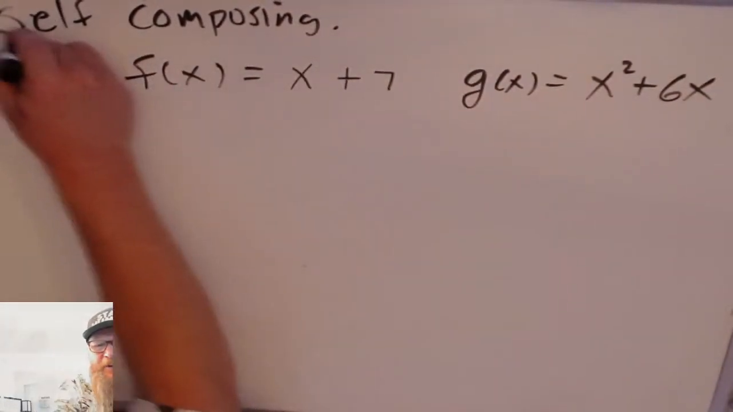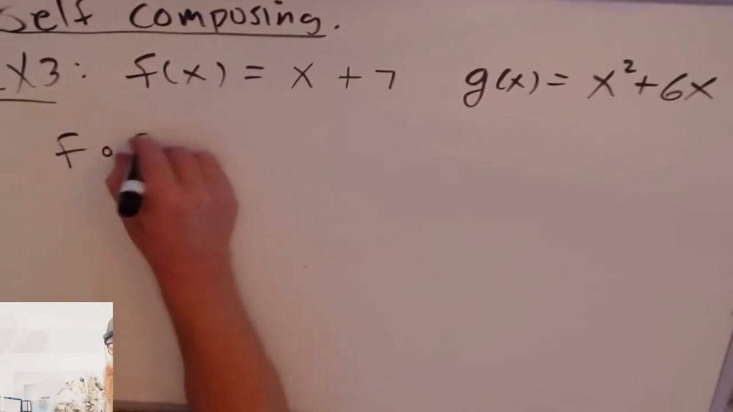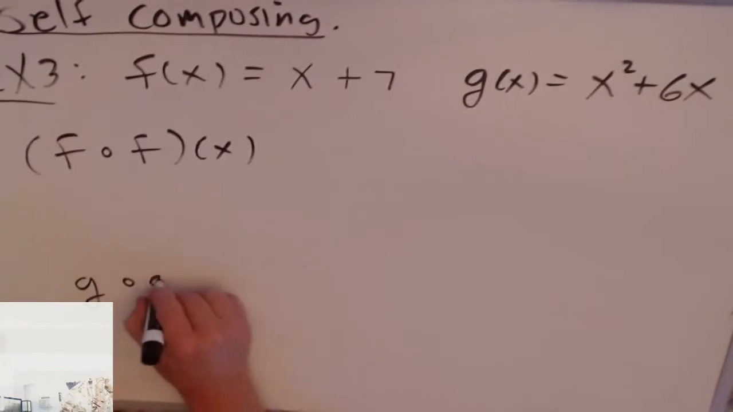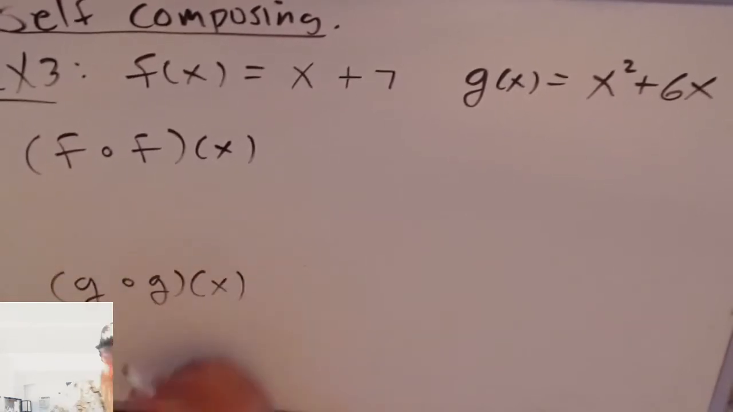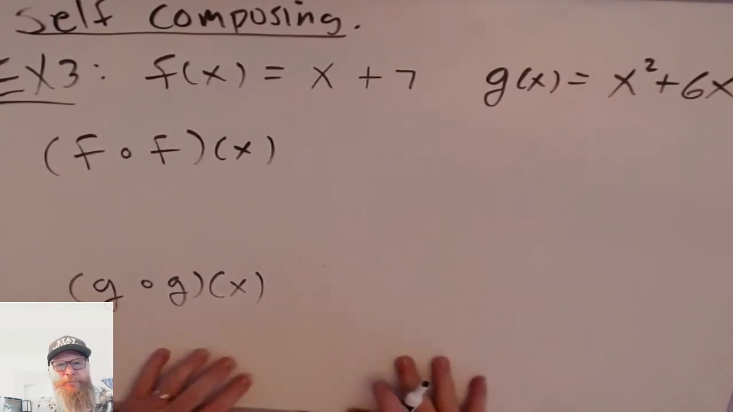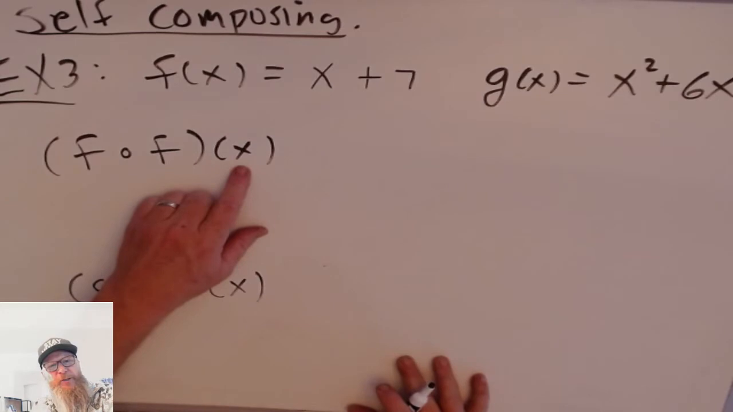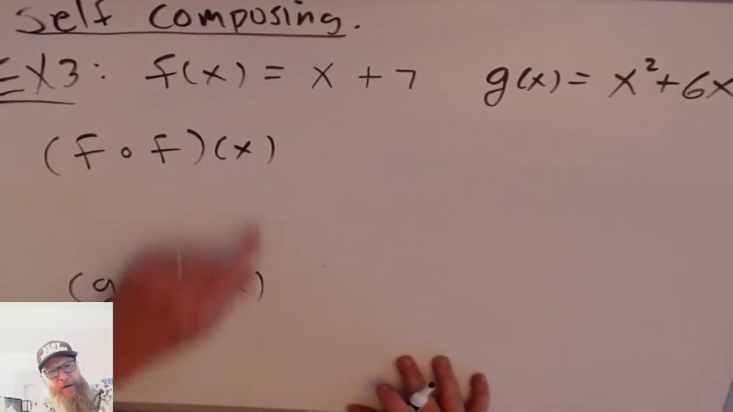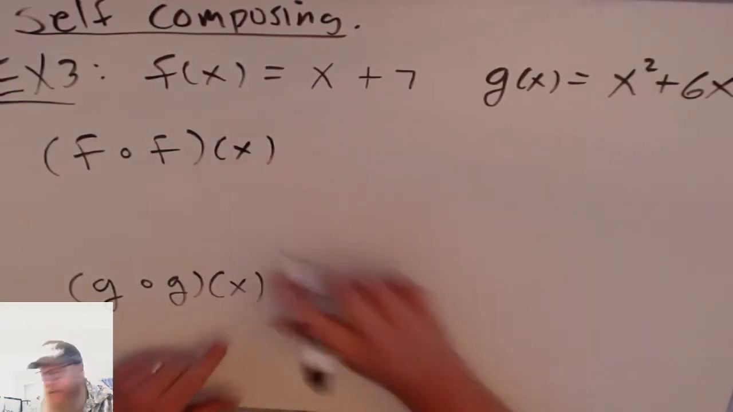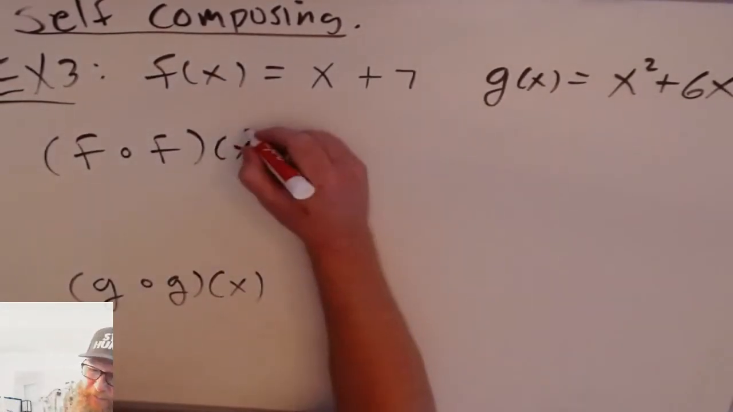So you can do self-composing, that's called FOF, or GOG. Yeah, so FOF or GOG. I don't know how much you're wondering how important this variable here is. It's important in that it tells me that my answer will involve X. So that's what this means.